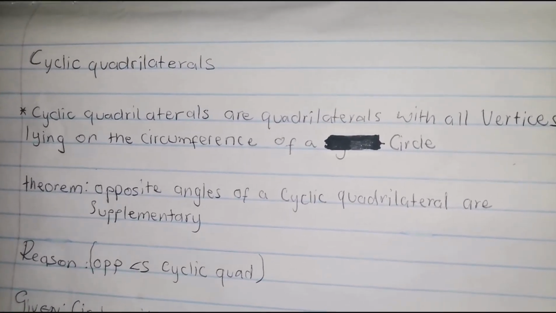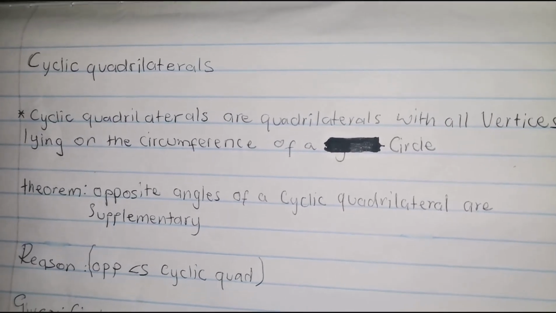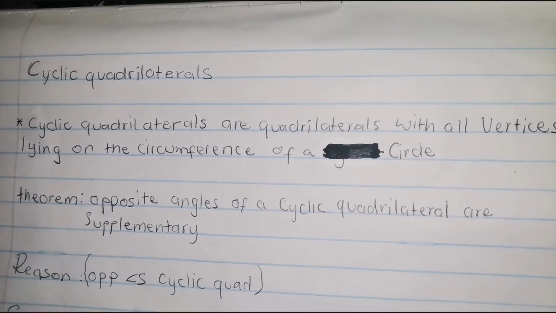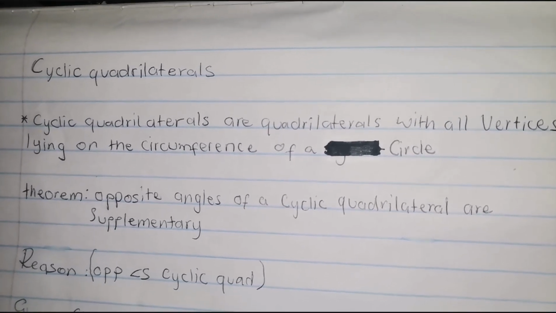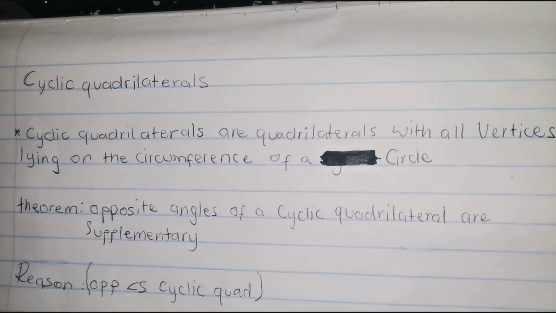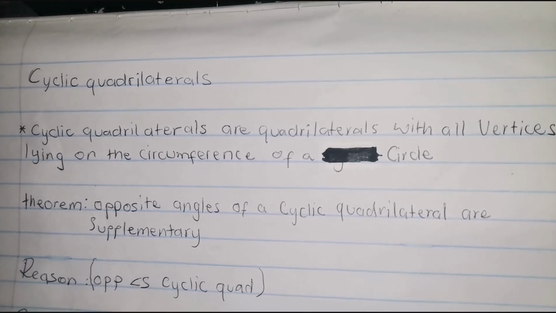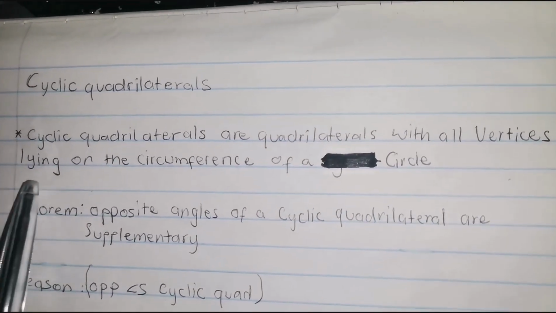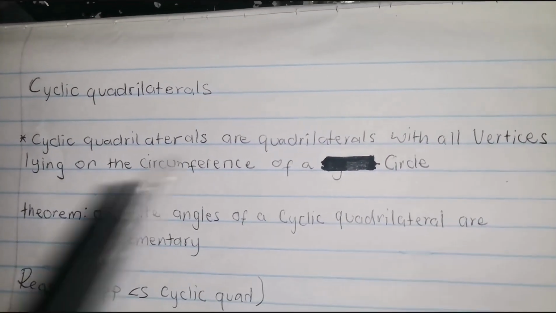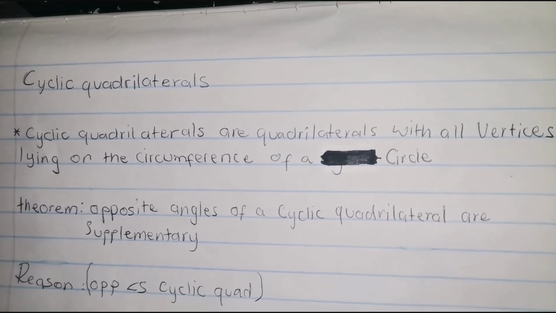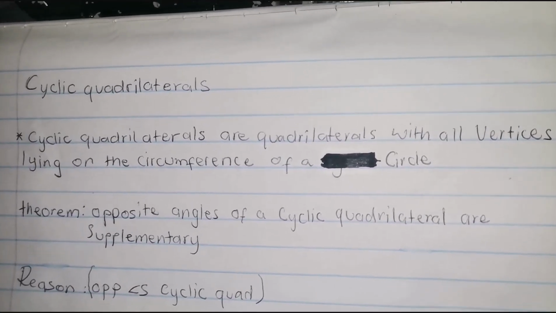On today's lecture, we're going to deal with cyclic quadrilaterals, the theorem that proves that indeed this quadrilateral is a cyclic quad. So what is a cyclic quadrilateral? Cyclic quadrilaterals are quadrilaterals with all vertices lying on the circumference of a circle. All points lie on the circumference of the circle. That's a cyclic quad.